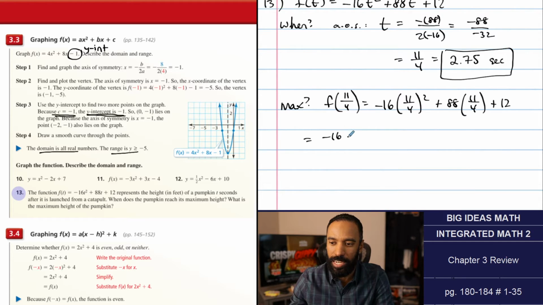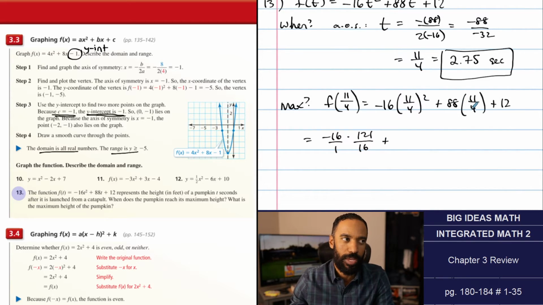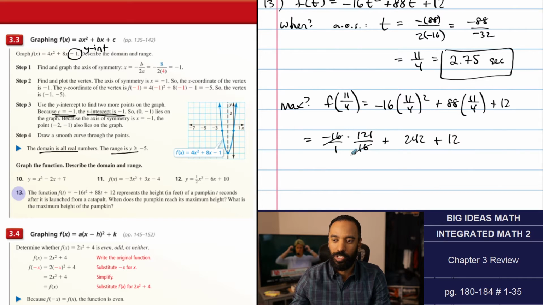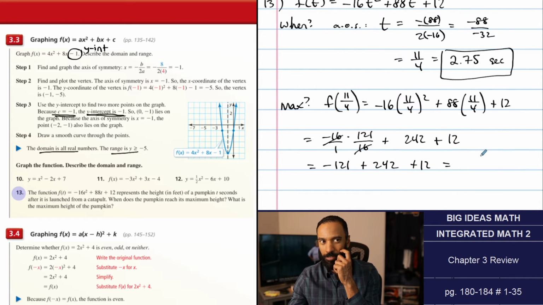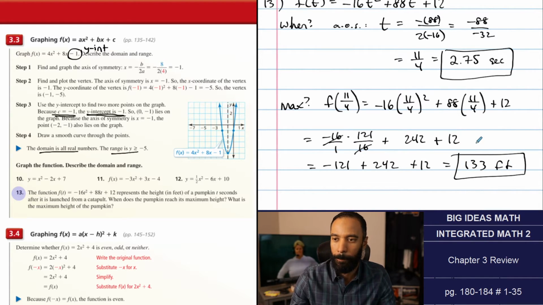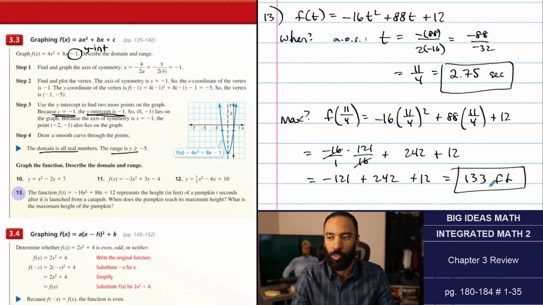So this is negative 16 times 121 over 16. Right, we squared the 11 and the 4. 88 divided by 4 is 22, and 22 times 11 is 242. And then plus 12. Now, negative 16 over 16 is negative 121, and negative 121 plus 242 is positive 121, and 121 plus 12 is 133. So I should get 133 feet for maximum height. There's when the maximum height occurs, and what the maximum height is.